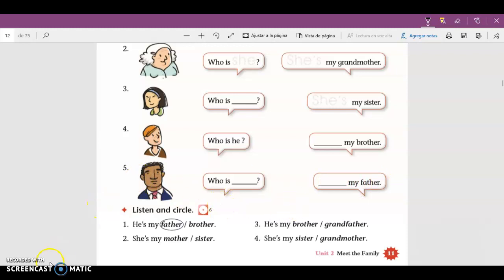Okay, class, let's finish the class for today. I hope you can learn and know she and he, his and her, and use these words in your video.